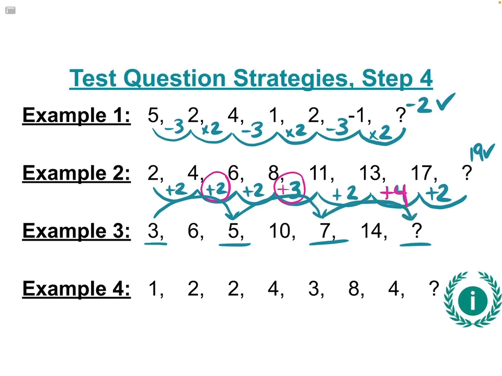So we have the difference between 3 and 5 is +2, the difference between 5 and 7 is +2, and the difference between 7 and our mystery number would also be +2. So then our mystery number in that case would be 7 + 2, which is 9.